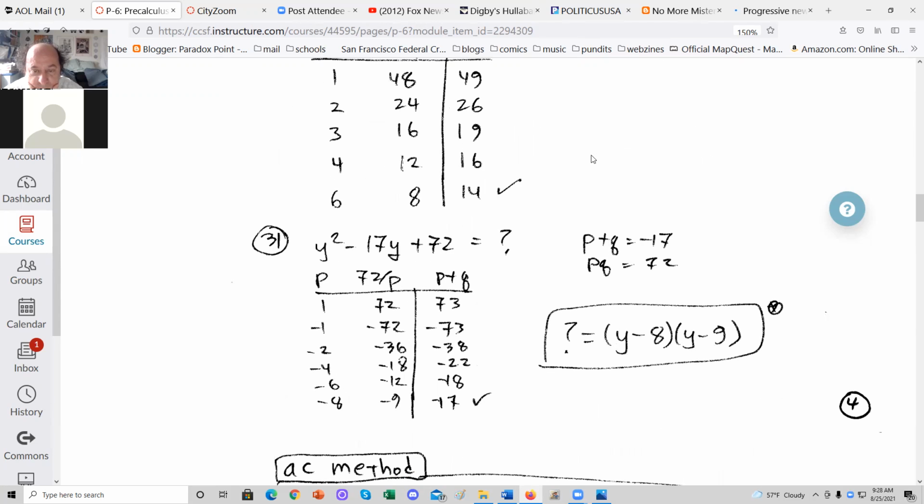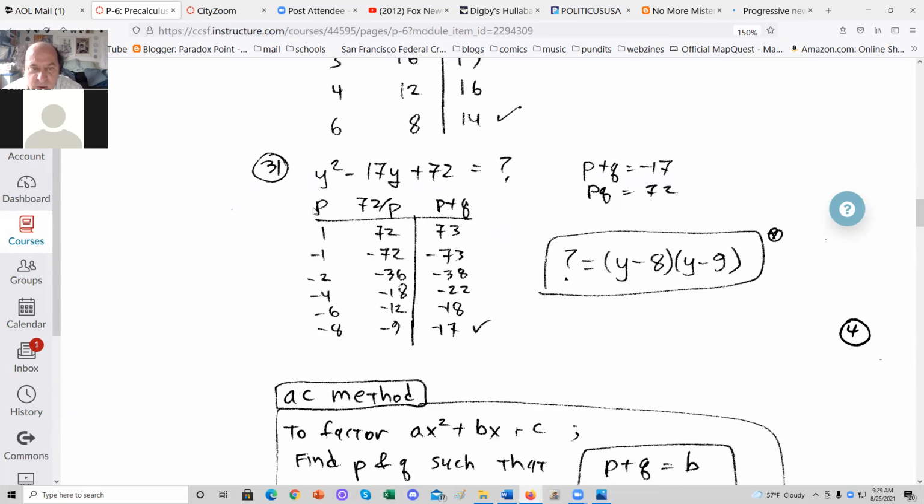Now we have to watch out for this one. y squared minus 17y plus 72 is what? Their sum is negative 17 and their product is 72. Okay, so we have P, Q is 72 over P, and we check the sum. P is 1, Q is 72, their sum is 73. That's the wrong size and the wrong sign.